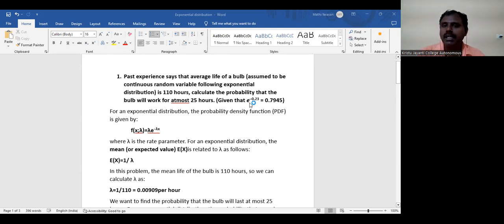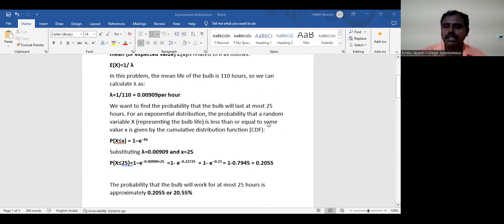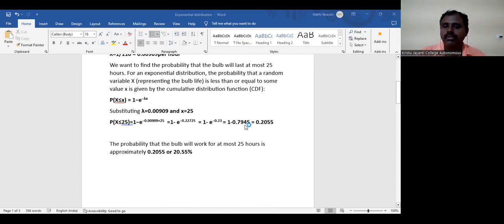You can see here, given that e to the power minus 0.23 equals 0.7945, they gave in the question itself. So that value we are putting. So 1 minus 0.7945 will get 0.2055. Okay. So this you have to tell in terms of percentage. So multiply with 100, you will get 20.55 percentage. So the probability that the bulb will work for at most 25 hours is approximately 20.55 percentage.